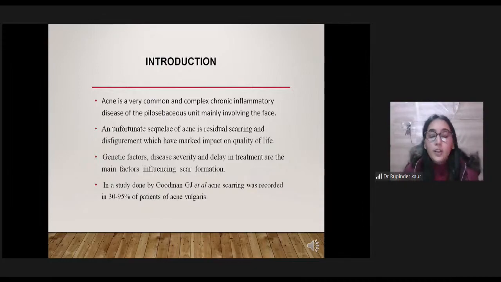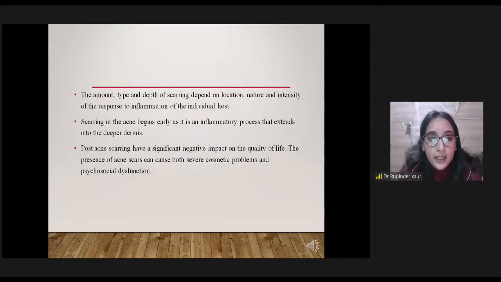Good evening, everyone. The topic of my presentation is recent advances in management of acne scar. As we all know, acne is a common and complex inflammatory disease of the pilosebaceous unit, mainly affecting the face. Acne scarring is an unfortunate sequel of acne. Post-acne scarring has a significant negative impact on the quality of life by causing cosmetic problems and psychosocial dysfunction.